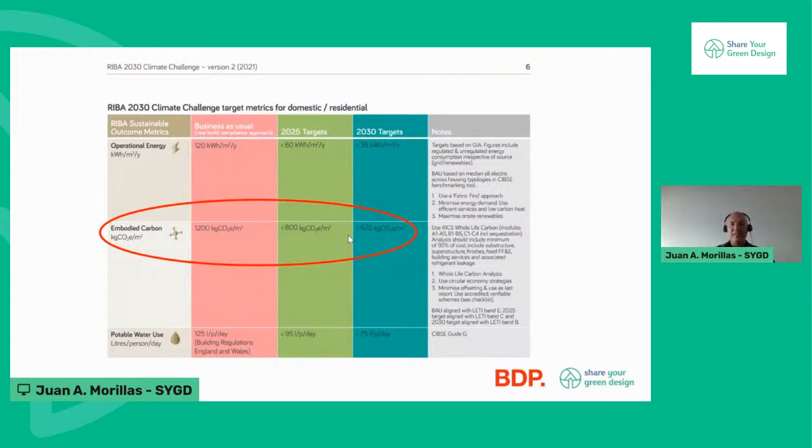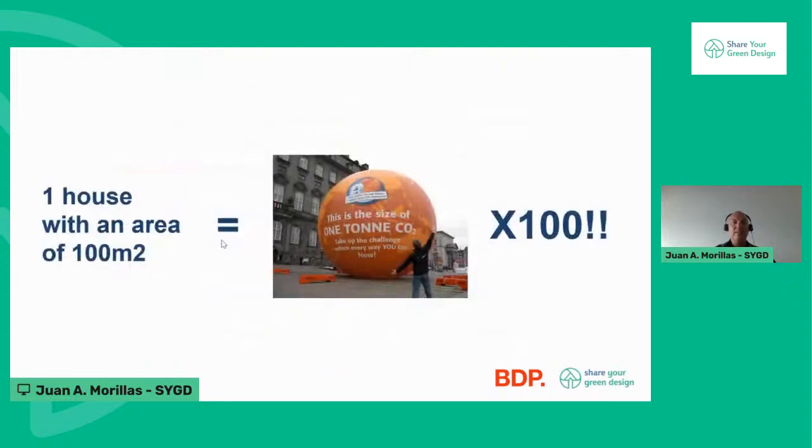But there are other studies that say those figures are a bit too high, and the actual business as usual is a bit lower. But anyway, if we assume that it is 1,000 kilos per square meter, that means that a house with an area of 100 square meters emits 100 of those balloons that we saw earlier. A house of 100 square meters doesn't sound like a lot, but if you think of 100 of those balloons, then that puts it into context.